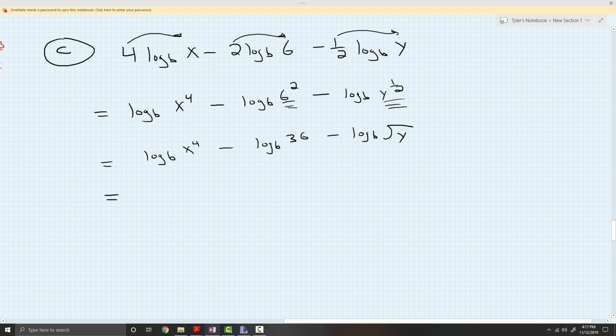So then I'm going to work with these first two first. I could rewrite that as log base b of x to the fourth divided by 36, so rewriting using the quotient rule.